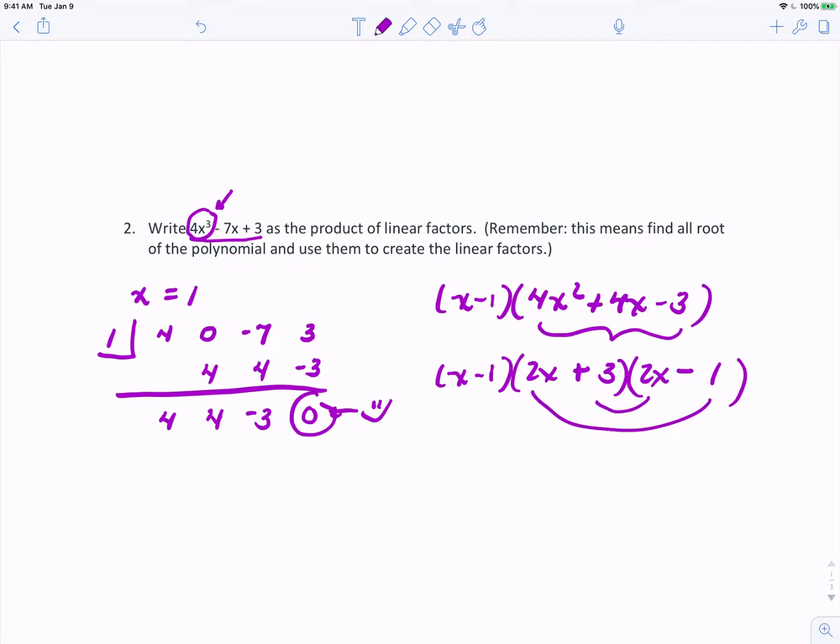6x minus 2x is 4x. Yeah, our signs are great. So this is how it would factor. If you were looking for the roots, then you would just set these other two equal to 0. But this problem didn't ask us for all the roots. It just simply said, write it as a product of linear factors.